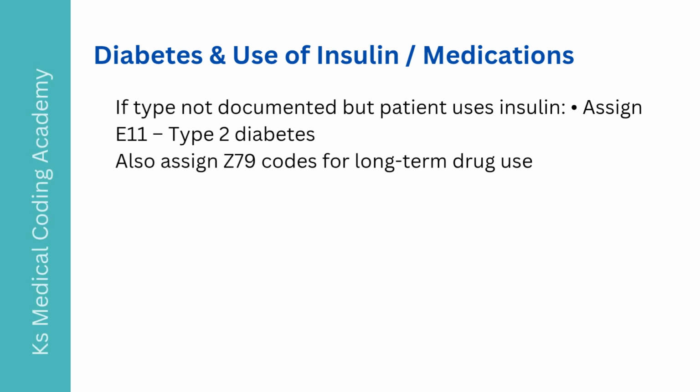Diabetes and medication use. If the documentation does not state the diabetes type, but the patient is using insulin, you still assign E11 type 2 diabetes mellitus. In addition, you must assign Z79 codes for long-term medication use.